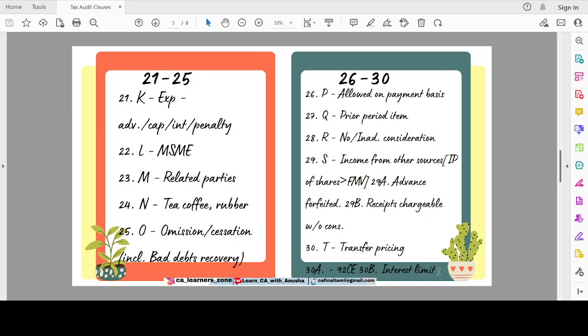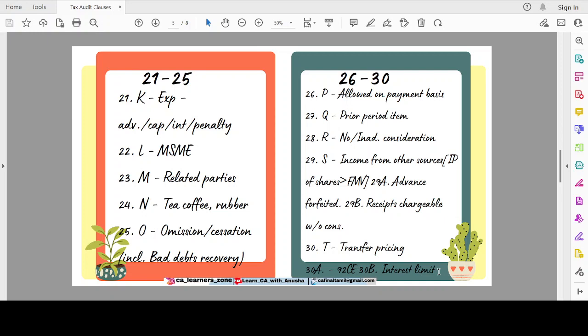Yes, S for income from other sources. Income from other sources. Okay, it has some different things. 29 S. Now, it could be issue price of shares is greater than fair market value. 29A could be advance forfeited. B, receipts chargeable without consideration or inadequate consideration. Okay. Now, T. T for transfer pricing. Right. Transfer pricing. We have 92CE in 30A and interest limit in 30B.